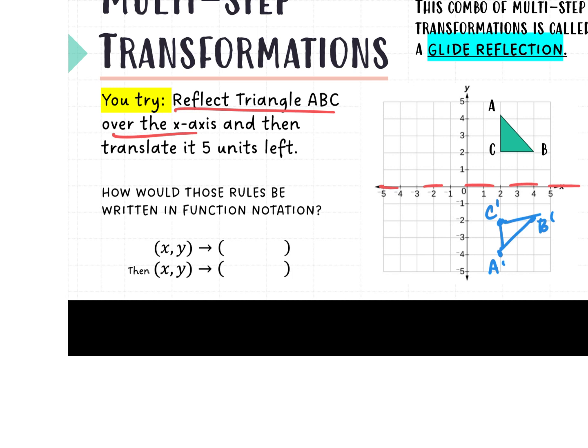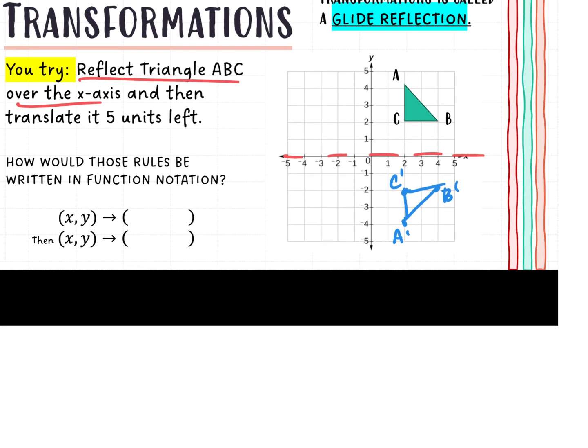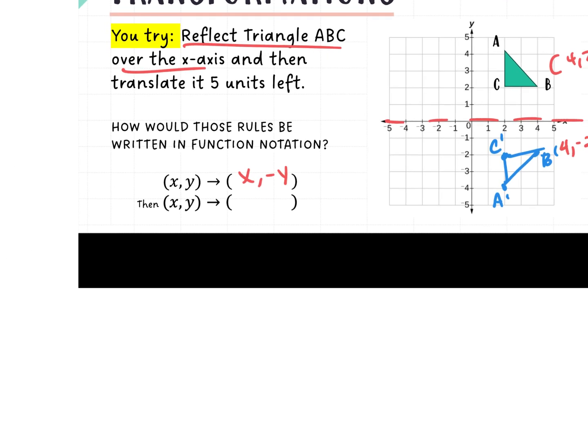So if we were going to write a rule for this, we would say, let's see, reflected. Well, what happened to the ordered pairs? So B was (4, 2), and it became (4, -2). So that looks like the y value just changed to its opposite. So (x, -y). Okay. And then we want to perform a 5-unit left translation. So that would be (x - 5, y).